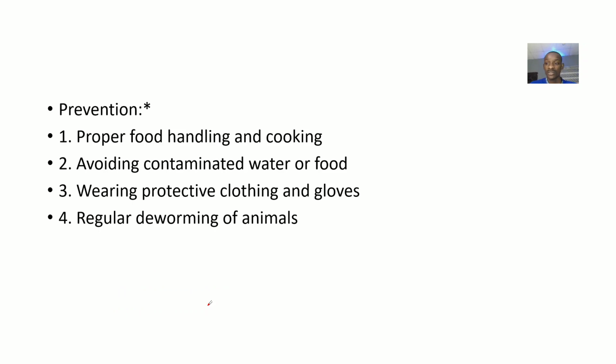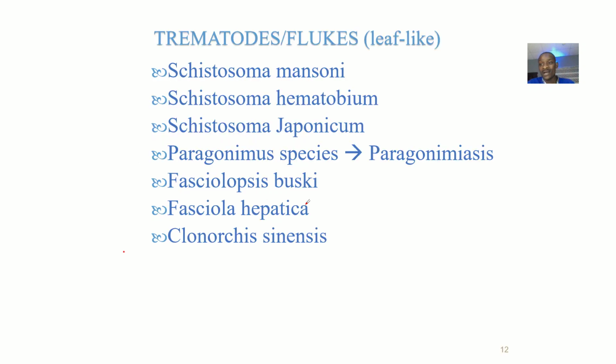So prevention: since you can get it from intermediate hosts or contaminated food, or if they are undercooked, just make sure you properly handle and cook food very well. Avoid contaminated water or foods. Wear protective clothes or gloves if you are being exposed to contaminated water. Then regular deworming of animals, right?